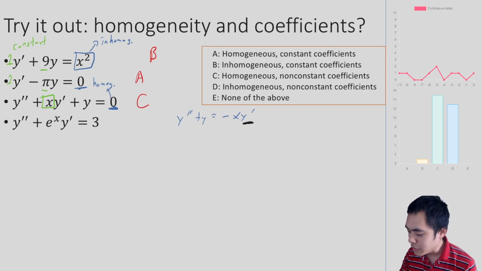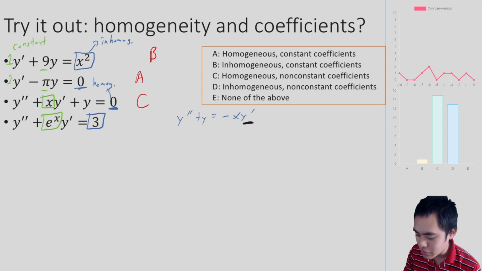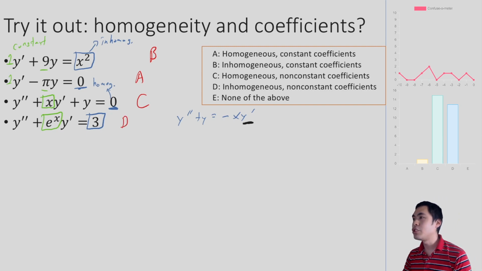So the first thing we need to pay attention to is, is it homogeneous or inhomogeneous? Well, it is inhomogeneous, right? Because you have that 3 there. So it's inhomogeneous, which automatically means it's not C. And the next question is, is it constant coefficients? Well, the answer is no, it is not constant coefficients because of your e to the x here. And so the answer here is D, inhomogeneous and non-constant coefficients.